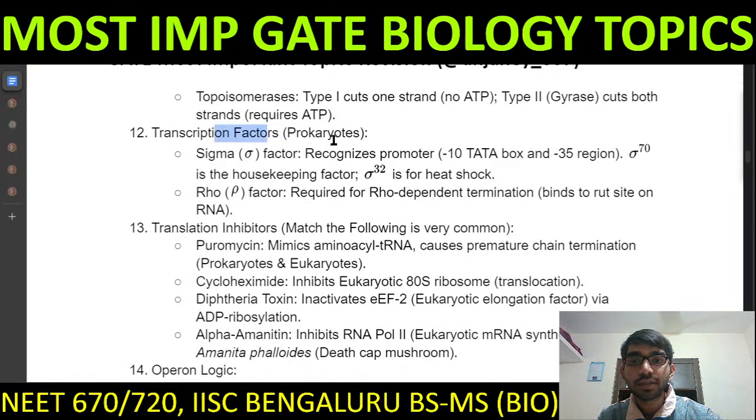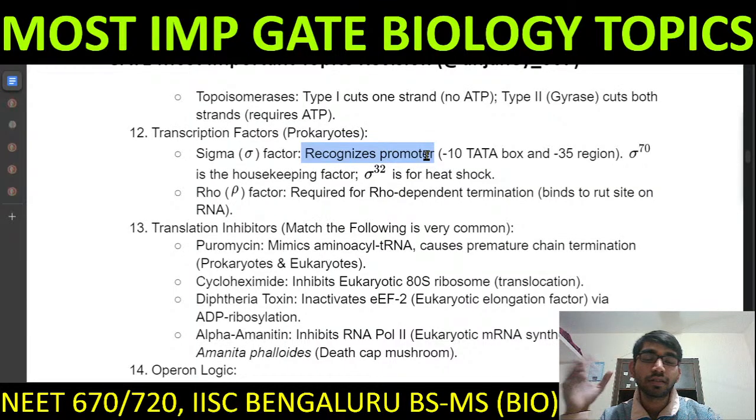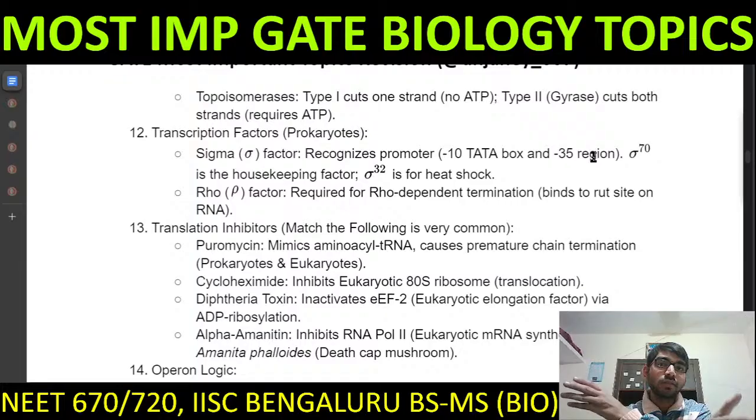Then there are transcription factors in prokaryotes. For example, there is sigma factor, which recognizes the promoter. So there are regions in the promoter, for example, the -10 region, which is the Pribnow box, and then there is the -35 region. So upstream of the transcription start site, there is -10, which is the Pribnow box, and -35, which is another region. So this is recognized by the sigma factor. And sigma 70 is the housekeeping factor, and sigma 32 is for heat shock.